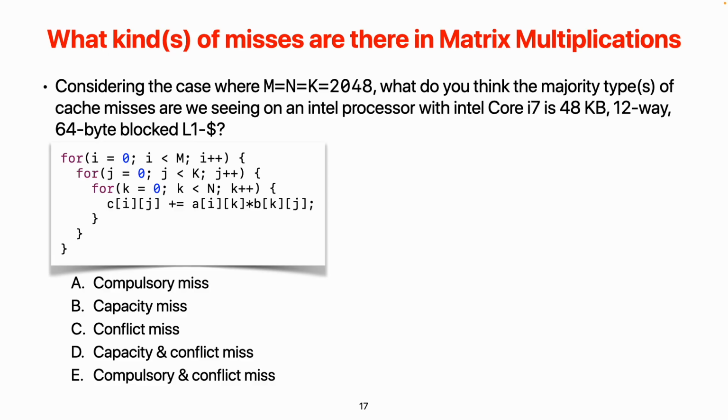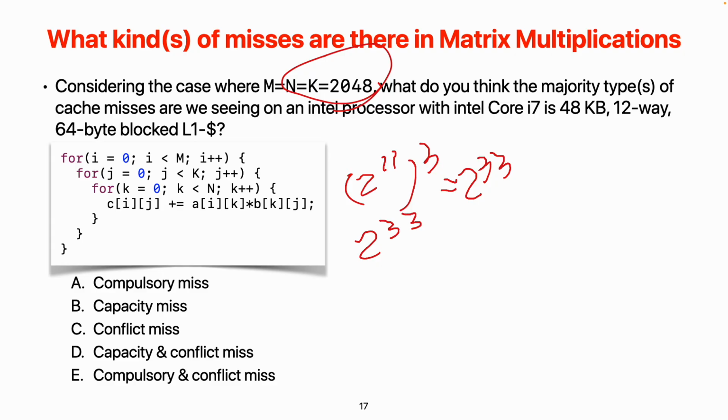No, this is 3 in each iteration. So how many in total? 2048 is 2 to the 11, so 2 to the 11 to the power of 3 will be 2 to the 33, and 2 to the 33 times 3 is the total number of memory accesses that we are going to have. How many compulsory misses are we going to see?